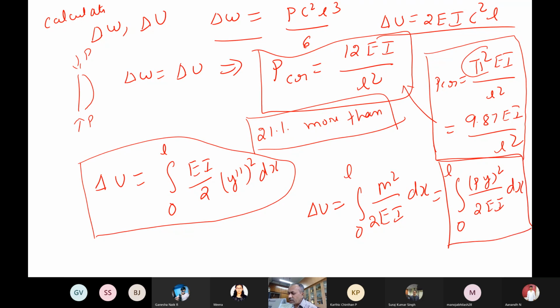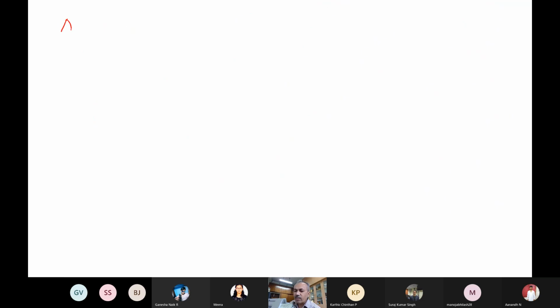Now look at these two expressions carefully. You followed, right? In this expression you are using y double dash directly, but here you are using y itself. So the deflection itself you are using. Now use this expression and once again we calculate our delta U. So instead of y double dash, we are using y directly. So P square L to the power of 5, and then 60 times EI. No need to worry about the constant.